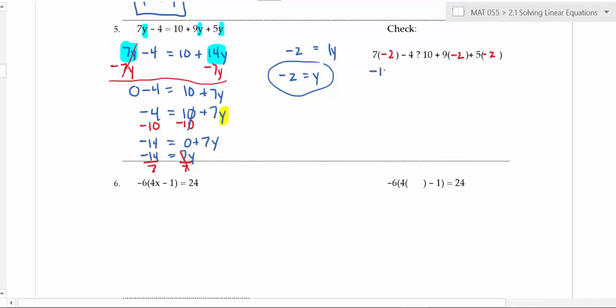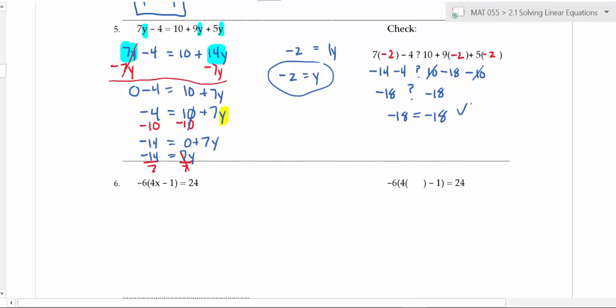So this is negative 14 minus 4. And we're going to see if that's the same as 10, and then this is minus 18, and then that's a positive times a negative, so that's minus 10, like that. So this side's two negatives, that's negative 18. 10 minus 10 is nothing, so you end up getting that goes to 0, so those things are the same, so that checks and verifies that it's the right answer.